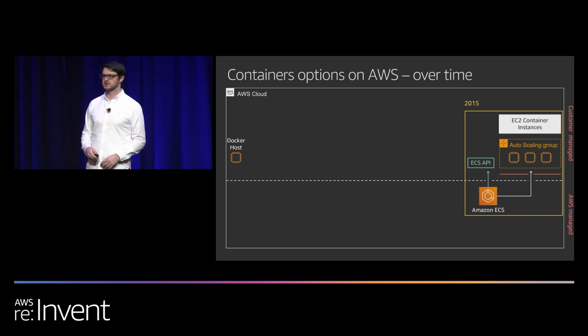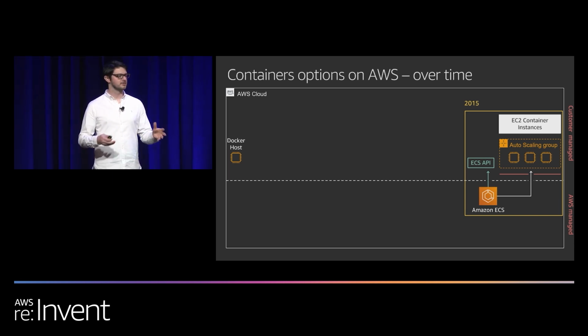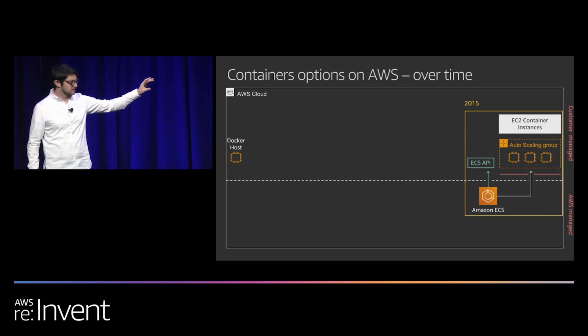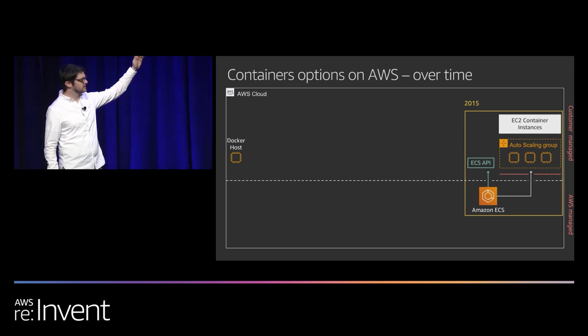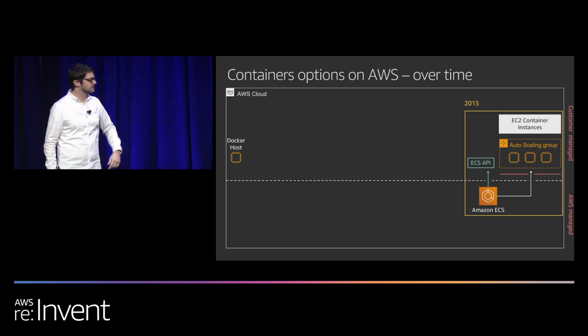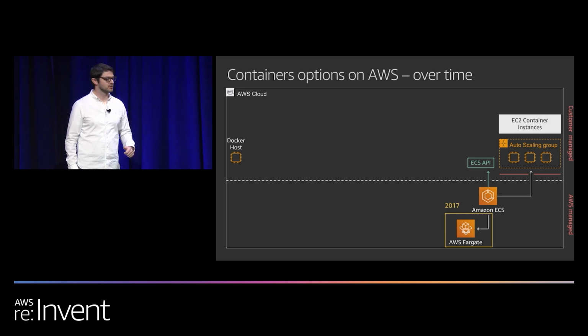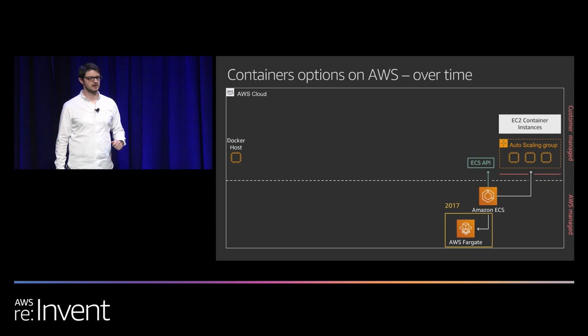ECS is managed by AWS, so it takes away a lot of the heavy lifting from running containers out of your hands. So because we manage ECS, it's below the line here, right? Above the line is managed by a customer, and below the line is managed by AWS. In 2017, we added Fargate support to ECS. We're going to talk a lot about Fargate, but this is when we first announced Fargate at re:Invent 2 years ago.